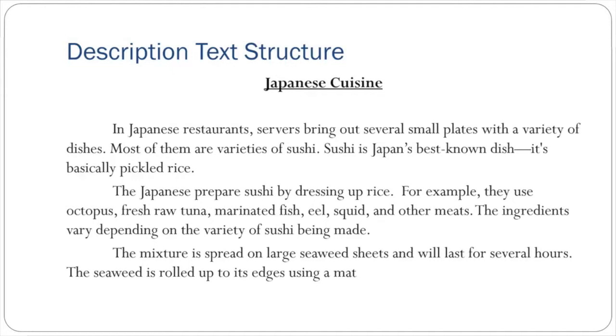The description text structure is typically used to describe events or activities and different components of an event or an activity. In this case, Japanese cuisine is described in this passage. In Japanese restaurants, servers bring out several small plates with a variety of dishes. Most of them are varieties of sushi. Sushi is Japan's best-known dish. It's basically pickled rice. Additional paragraphs give further descriptions about the sushi as well as how it's presented to the customer.